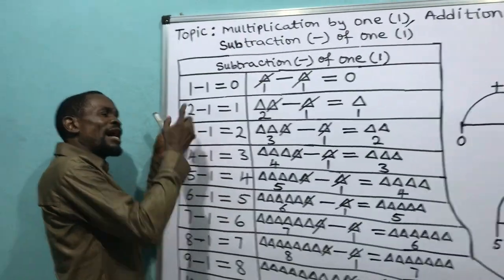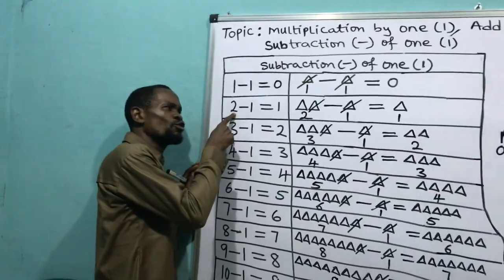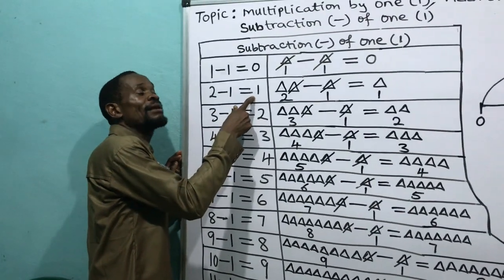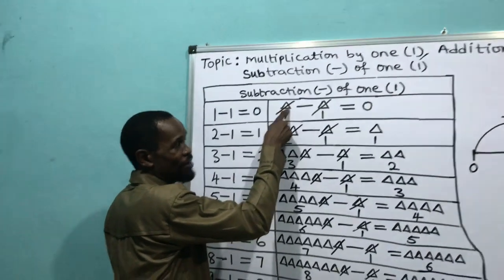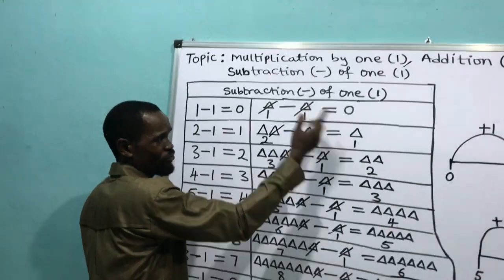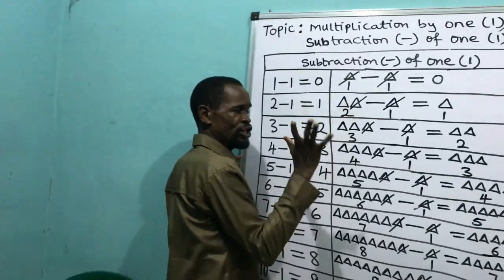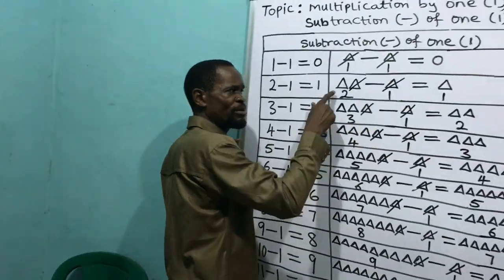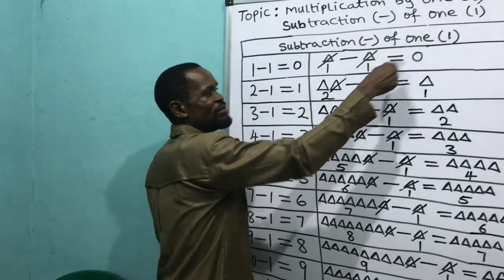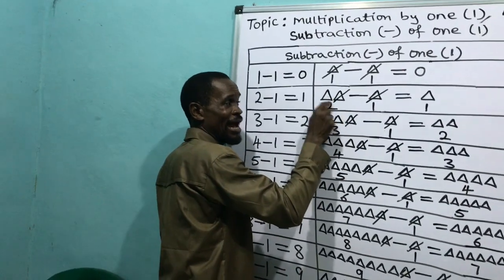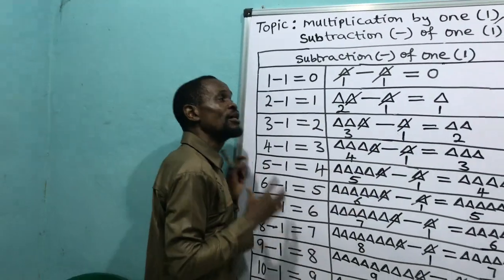Removing one from two: I have two biscuits, you remove one from it, I will have one left in my hand. Well, look here. I have one triangle, you remove one triangle from my hand, I have no more triangle. I have two triangles with me, look, one, two. You remove one triangle from the two triangles I have, I will have one triangle left. Look at it. This triangle has been removed. What will remain is only this one. And that gives me my answer, one triangle.